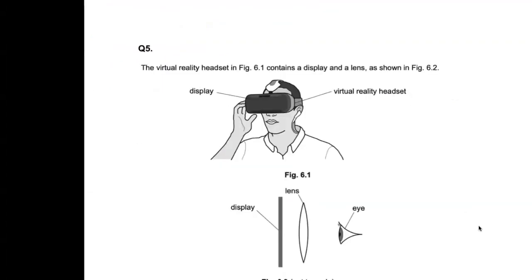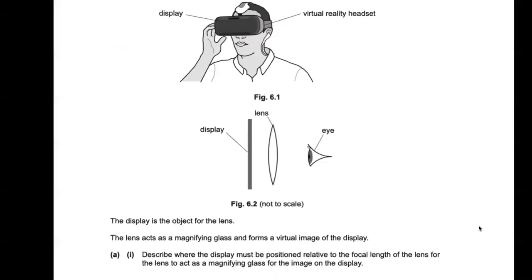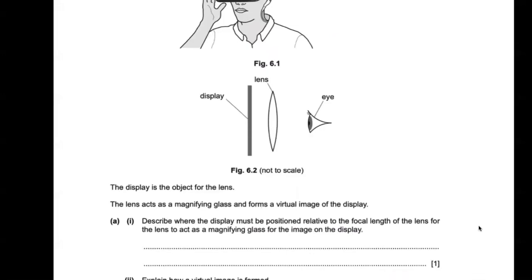Question 5. The VR headset in 6.1 contains a display and a lens. The display is the object, and the lens acts as a magnifying glass and forms a virtual image of the display. Describe where the display must be positioned relative to the focal length for the lens to act as a magnifying glass. So a magnifying glass, we know, is case number 6 of our lens cases.